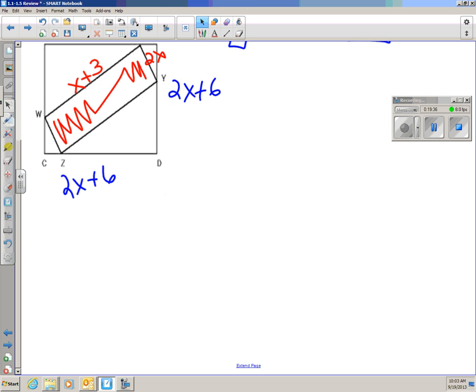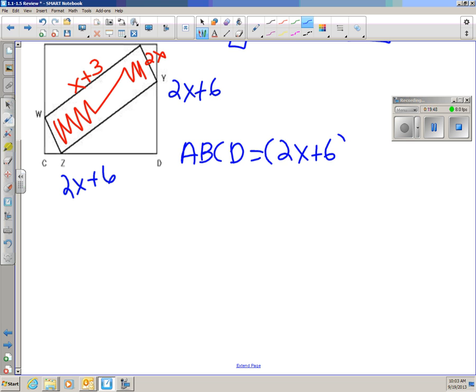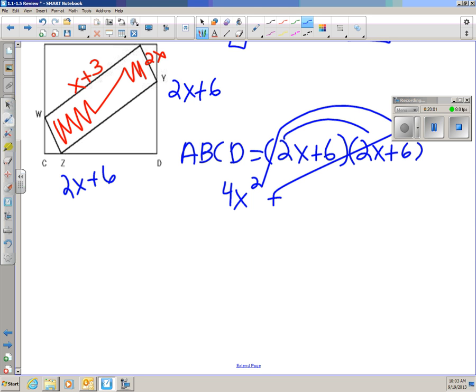So the area of our square, I'm going to extend this up a little bit. So the area of our square, and that's ABCD, is length times width. I'm just going to do this as distributive model. I'm not using the lattice method. So 2x times 2x, 4x squared, 2x times 6, plus 12x, sorry for all these crazy lines. 6 times 2x is 12x again. 6 times 6 is 36.